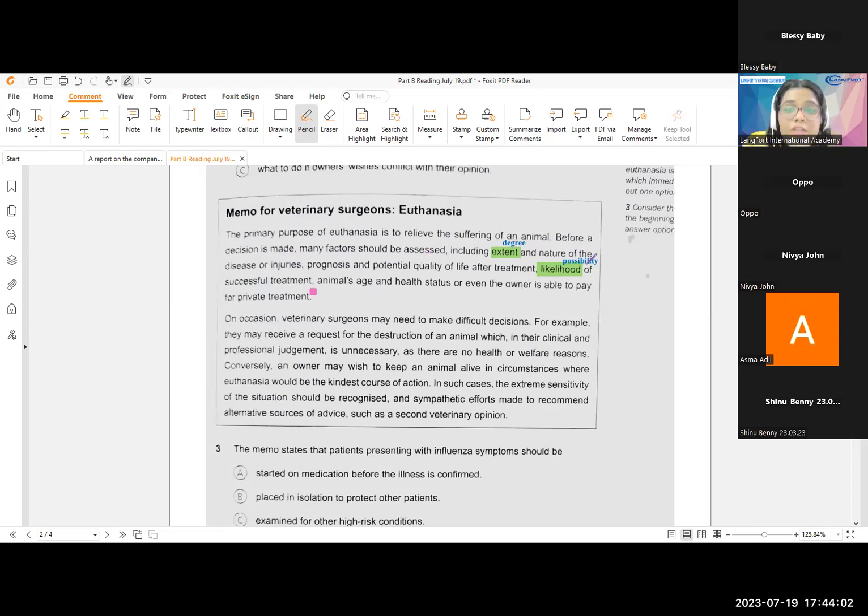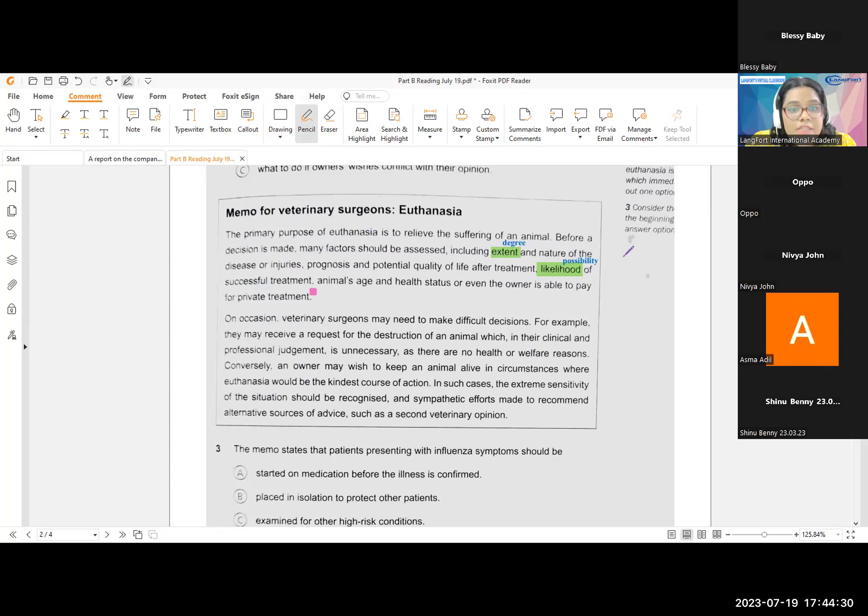And along with that, you need to consider the possibility of successful treatment. Whether if you start a treatment, will the treatment be successful? The age of the animal and the health status of the animal. Also, whether the owner of that animal has the ability to pay for private treatment. So euthanasia, the main purpose is to relieve the suffering of an animal. And before you make that decision, you need to take into consideration all these factors.